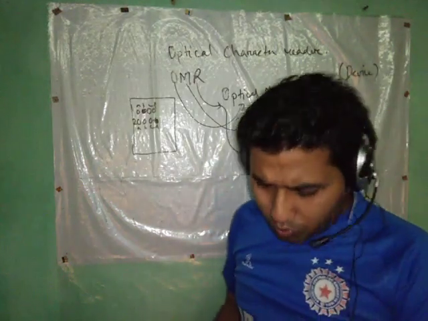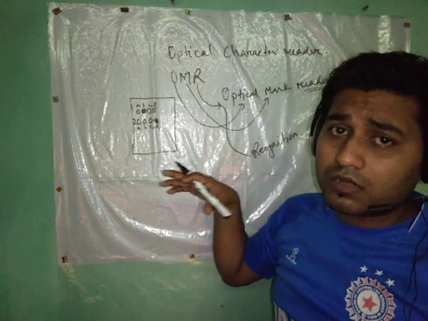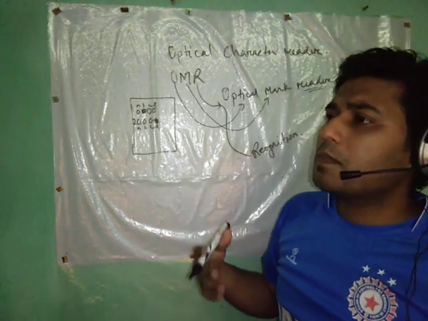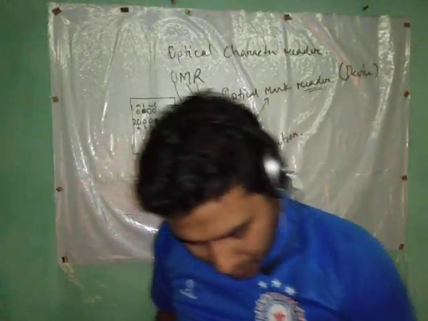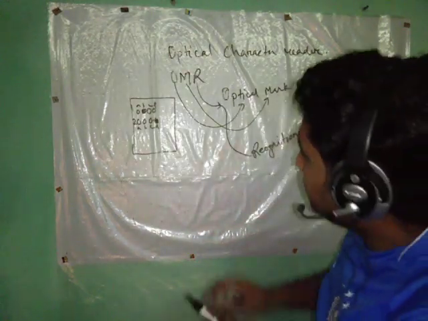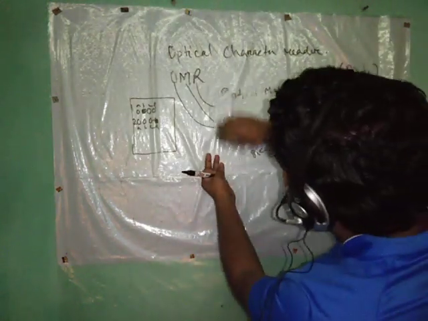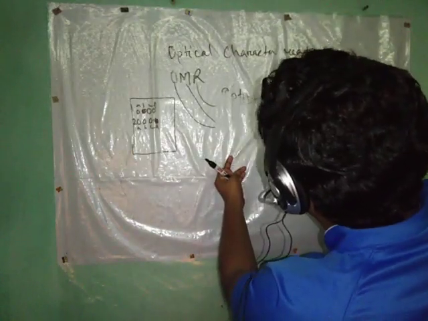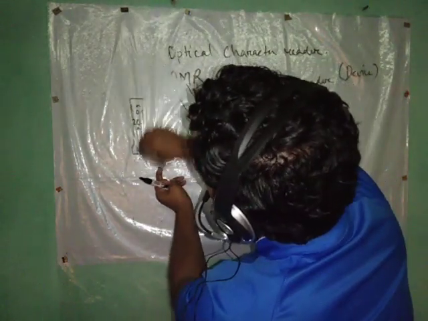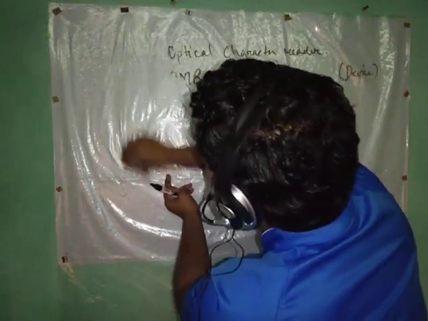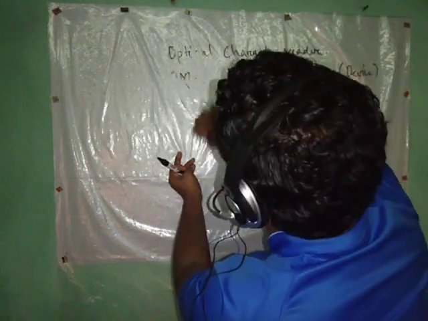OMR sheets are normally used in our competitive exams. Okay, now we will come to some other devices. Another device will be your card reader. We will now learn about card readers. The name itself indicates the meaning. What is a card reader? First of all, what is a card? You tell me, what is a card?